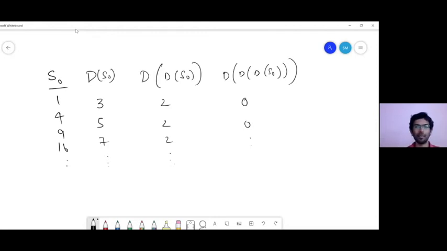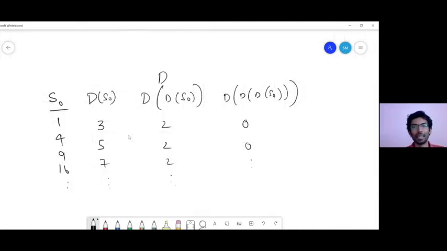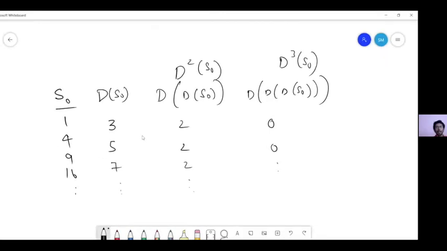In the last session, we were continuing to analyze these successive differences, and I had introduced a new notation. The first order difference is written as d of s naught, where s naught is the initial sequence. The second order difference we will write as d square of s naught, and d of that as d cube of s naught, and so on.